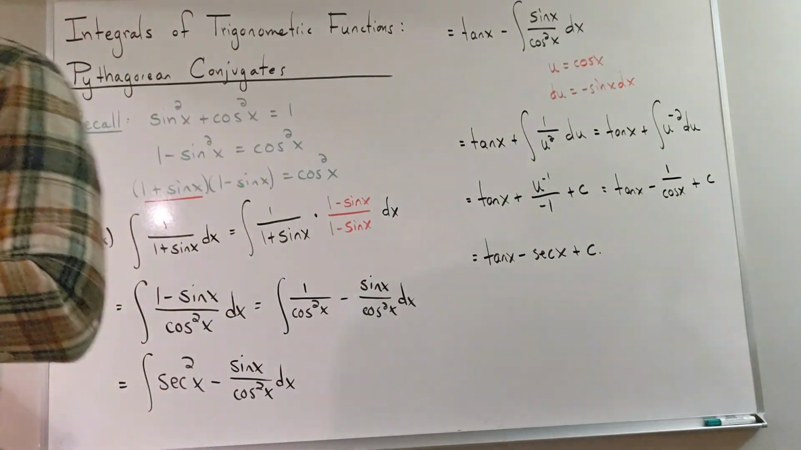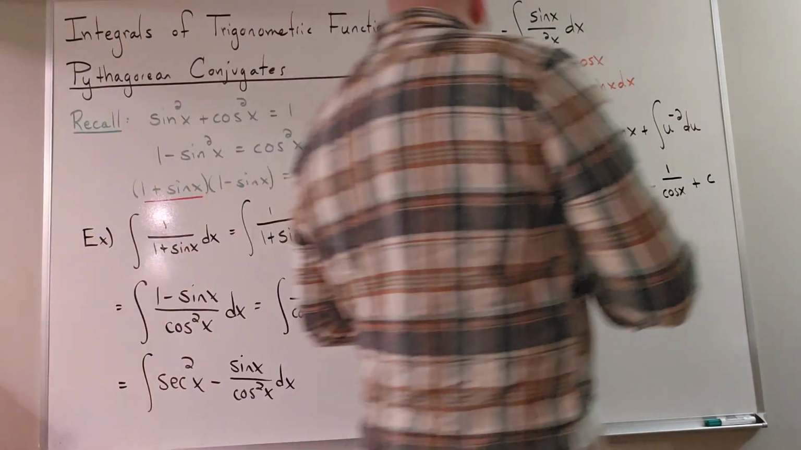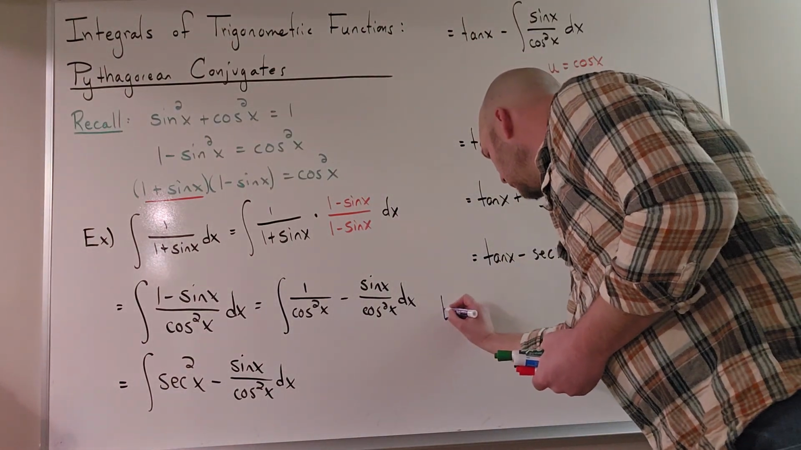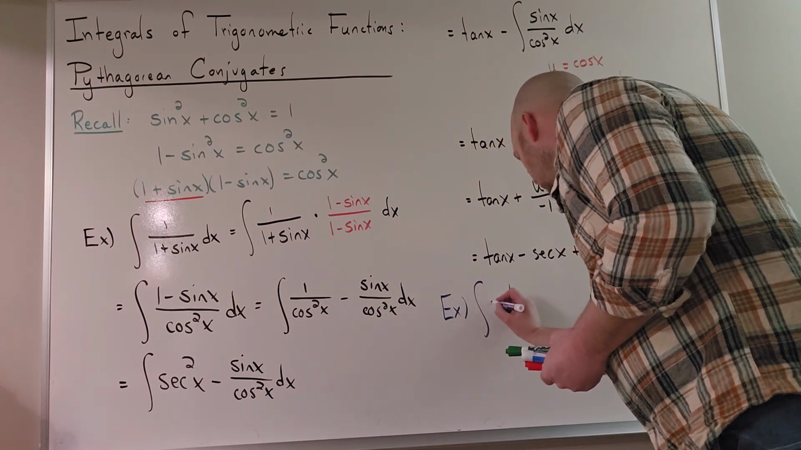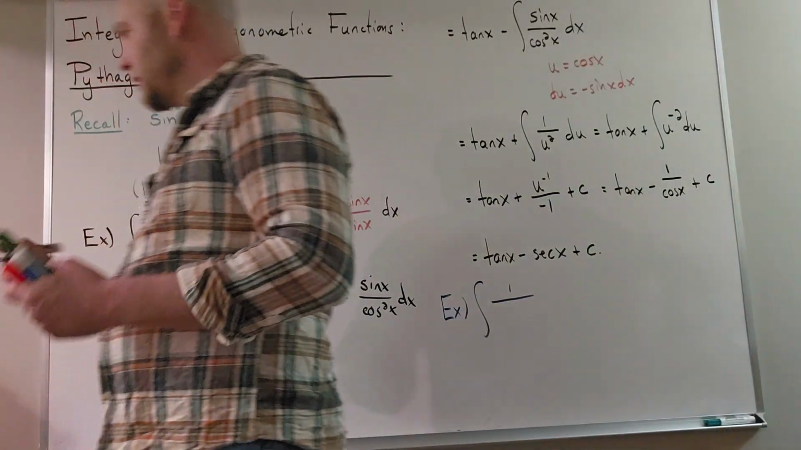Okay. Let's set up another integral where we're going to use another Pythagorean conjugate. Okay, so let's take a look at the following. Let's look at the integral of 1 over secant plus 1.